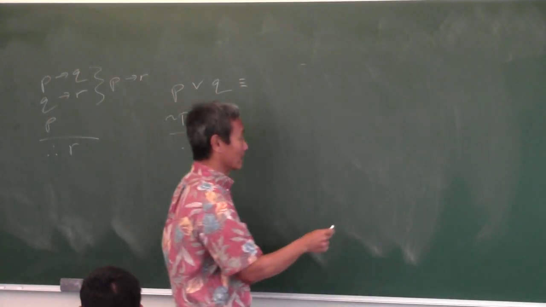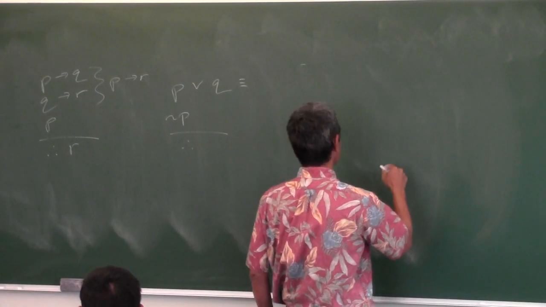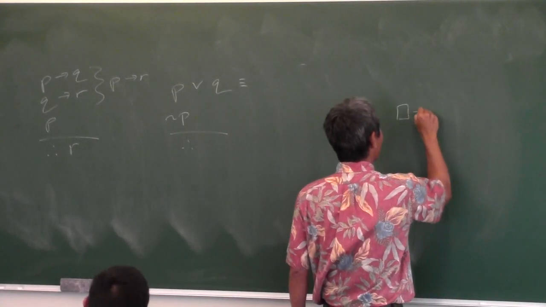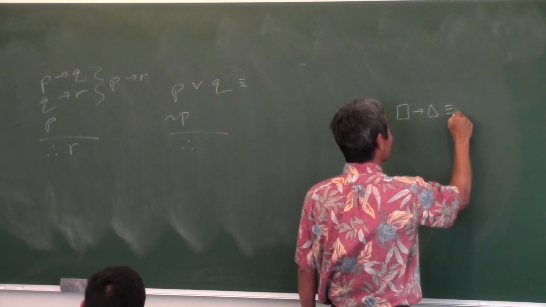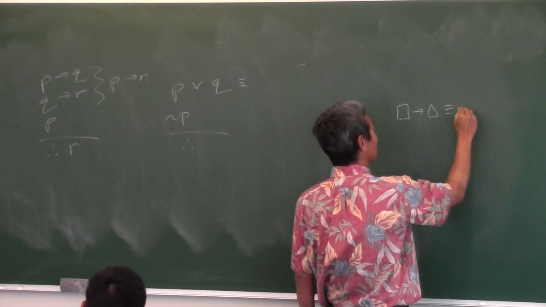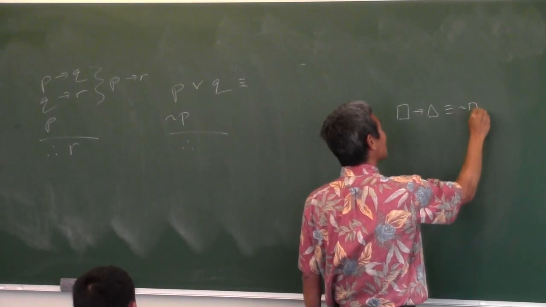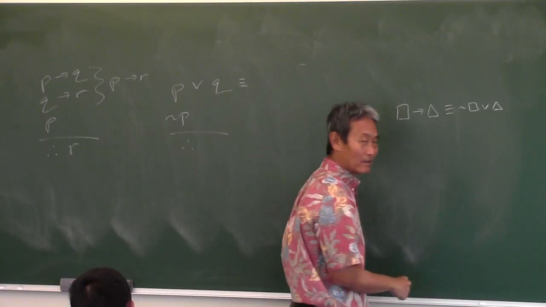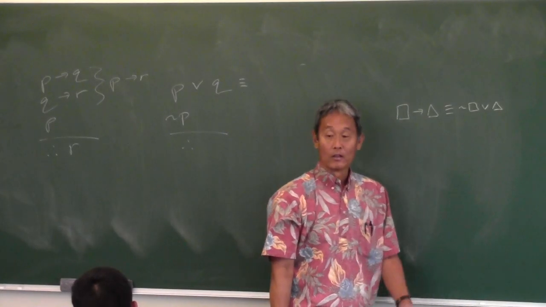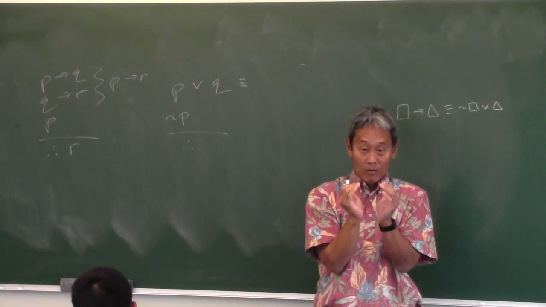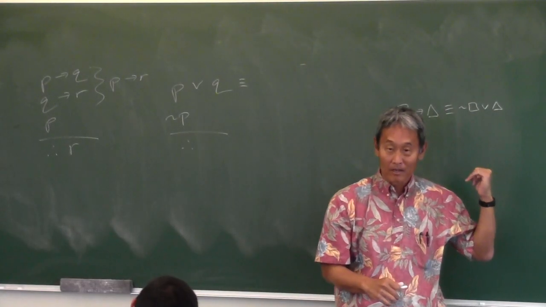Let me write it down again. And I'm not going to use letters because it might confuse you. Box implies triangle is logically equivalent to, what did we learn yesterday? Not box or triangle, remember? Okay, look at your notes. It says, important equivalences. This is one of them right there.